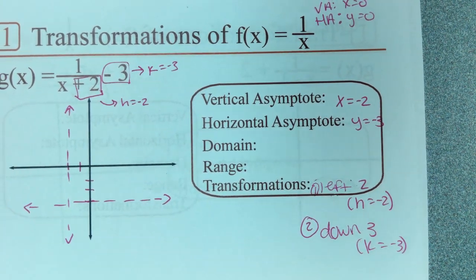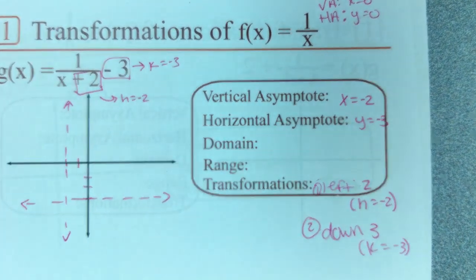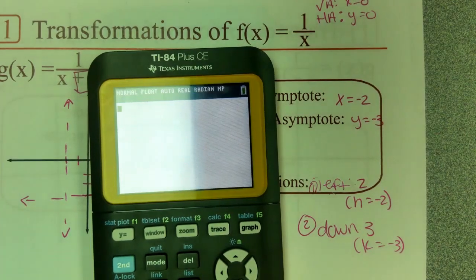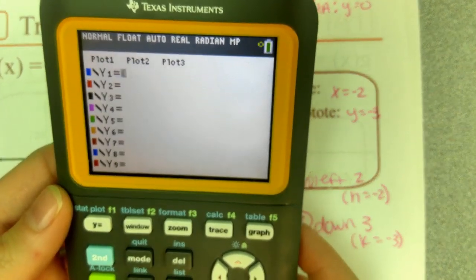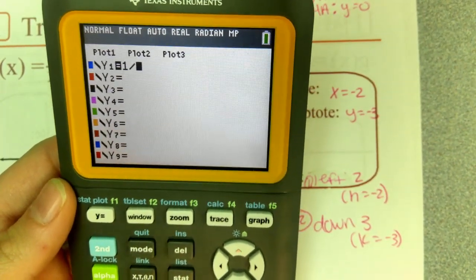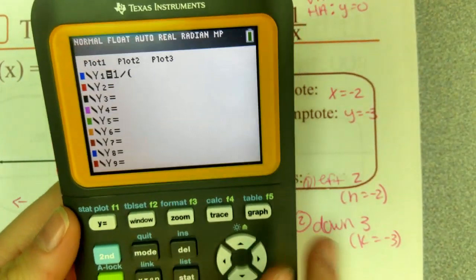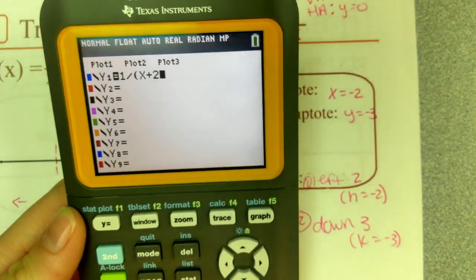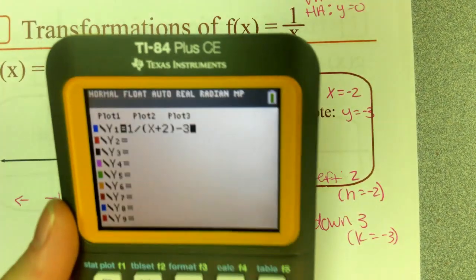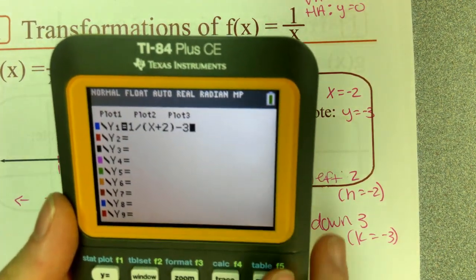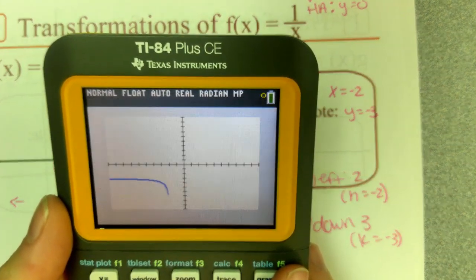Alright, so if we're unsure of what corners to draw our rational functions on, let's always go back to our calculator. So I'm going to go to y equals, and I'm going to graph this function, which is 1 divided by, notice I'm about to put the denominator in parentheses. I have to because there's more than one term down there. So it's going to be x plus 2, and then close the parentheses, and then minus 3. So make sure you're typing it in just like that. So make sure you're doing this with me. Alright, hit graph. And there we go.